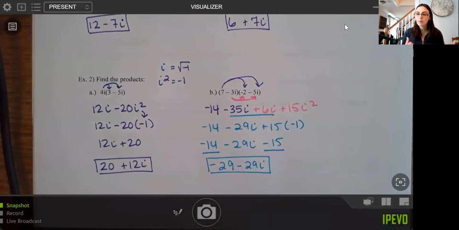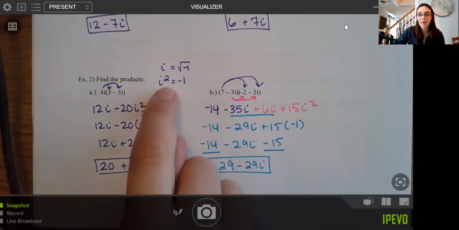So adding, subtracting, and multiplying complex numbers, really, even if you didn't know what it was, you could still do it because it works very similar to variables. The only difference is, of course, just make sure if you have any i squareds that you're changing those over.